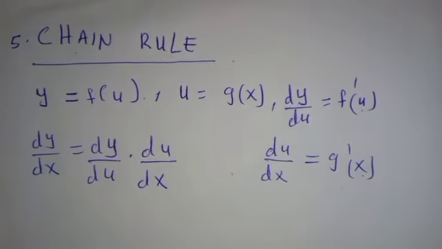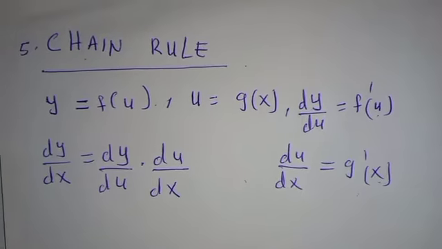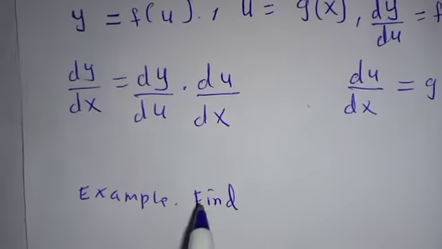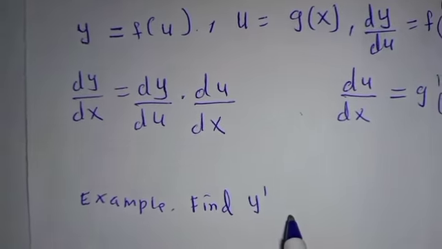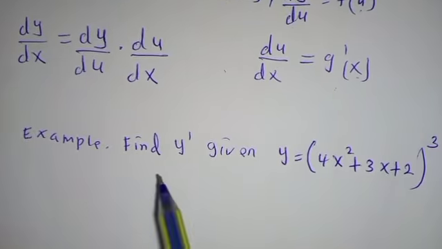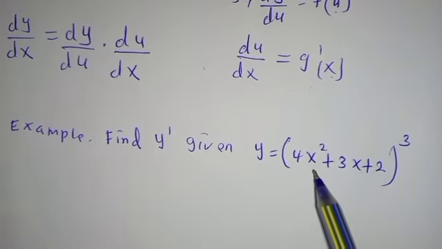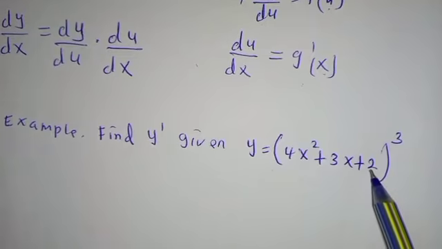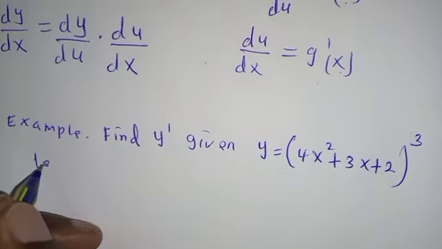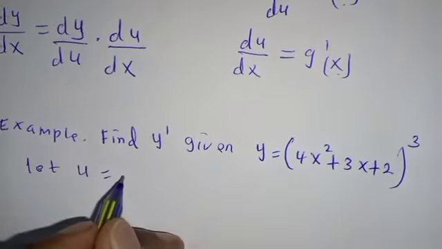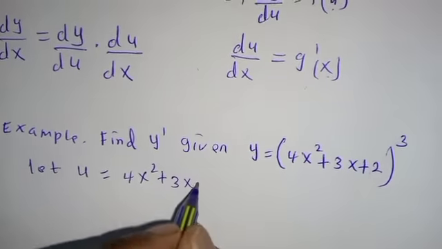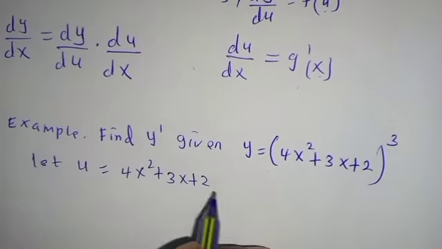If you are given a function of a function of a function, you do the same. So let us look at an example. Find y prime given that y is equal to bracket 4x squared plus 3x plus 2, power 3. So what we are going to do is let our u be equal to 4x squared plus 3x plus 2. So that is our u.